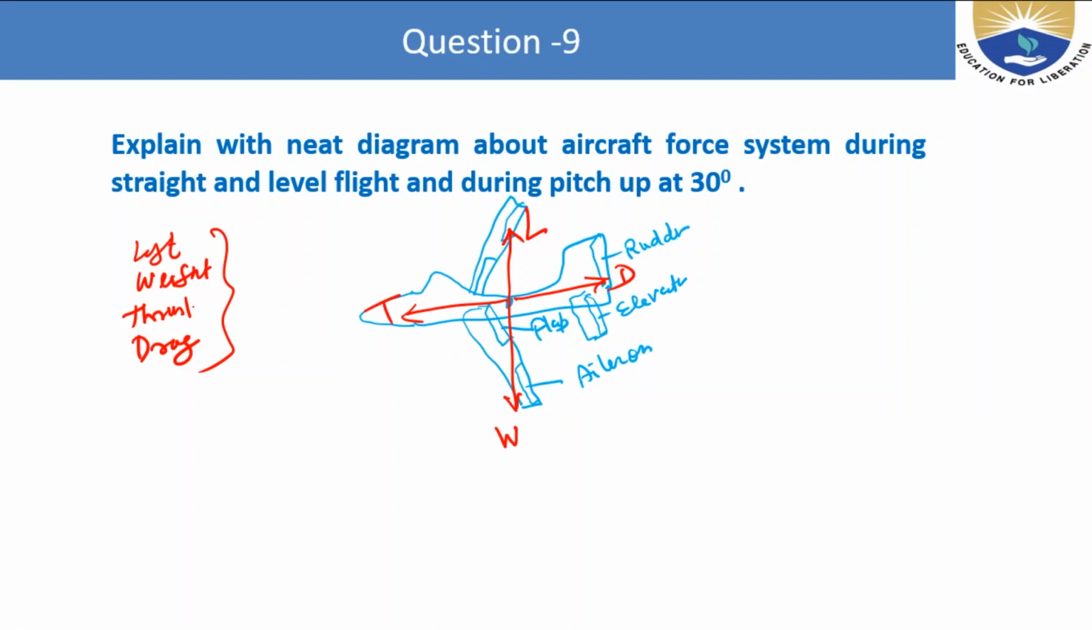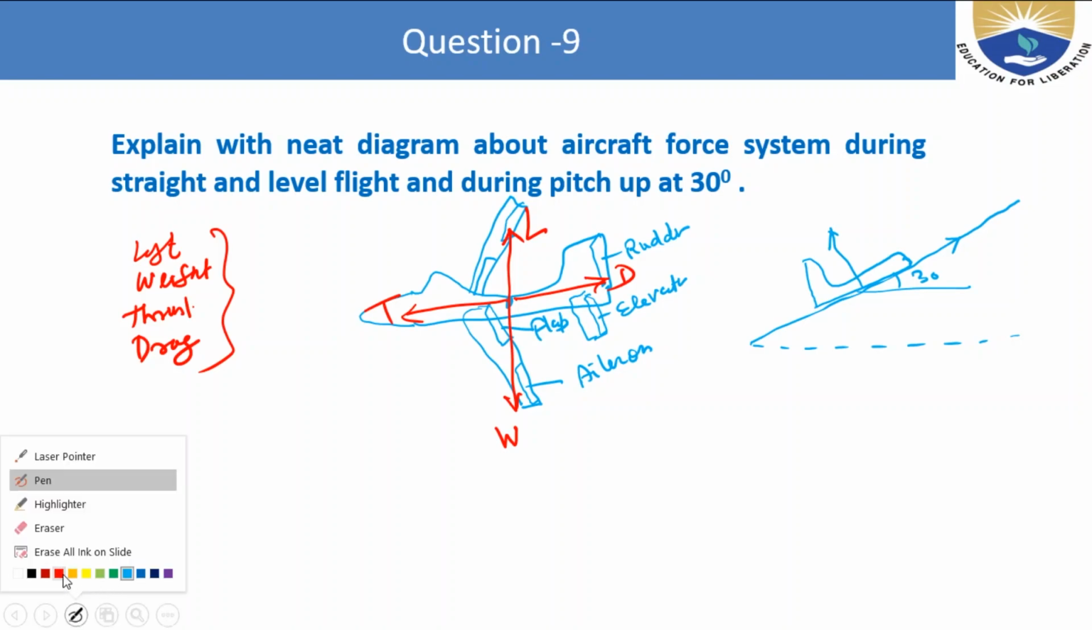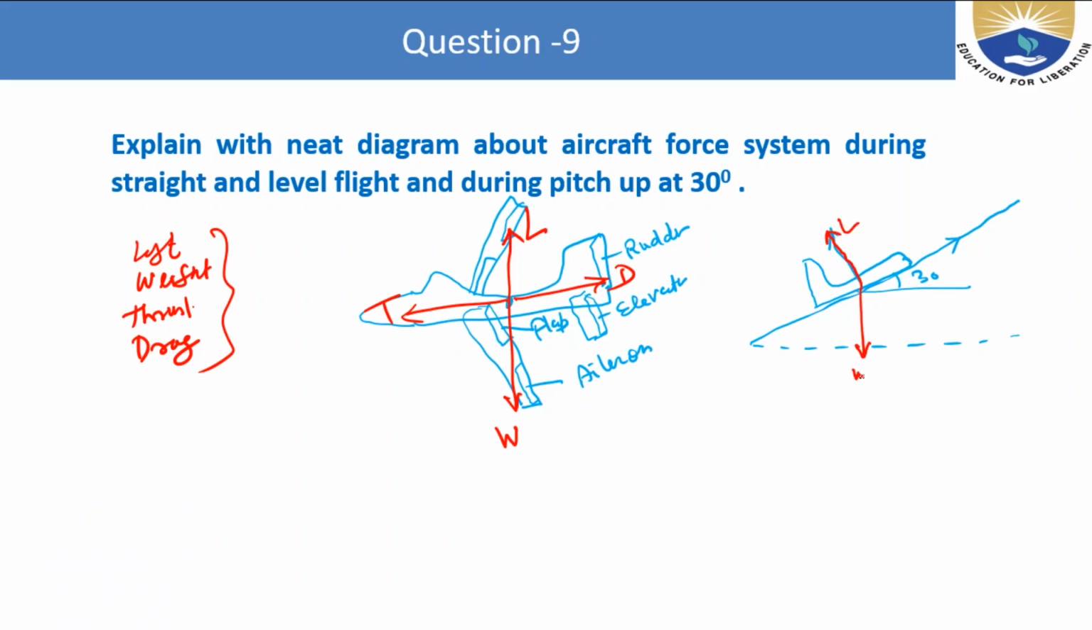Now if we make this same aircraft with the 30 degree, then what will happen? So this is the horizontal and this is the 30 degree. So here is your aircraft. Just I will draw the aircraft like this, and this is the 30 degree. So what are the forces acting? We know that if aircraft is moving in this direction, lift will act. I will draw by the red color again. So lift will act perpendicular. So this is the lift. Drag will be always in the same direction. This is the thrust and this is the drag.